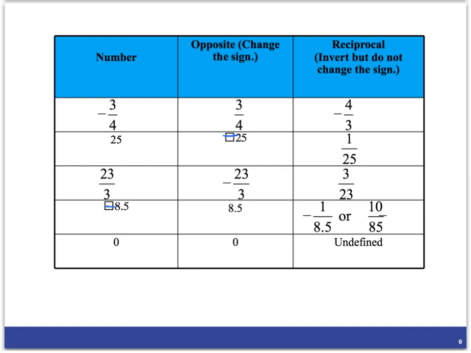-8.5 has an opposite of 8.5 positive. And then you can write its reciprocal as a fraction a couple of different ways. You can do it as -1/8.5, which is what I would probably do, or -10/85. Now if the number is 0, its opposite still is 0, but it doesn't have a reciprocal, it is undefined.